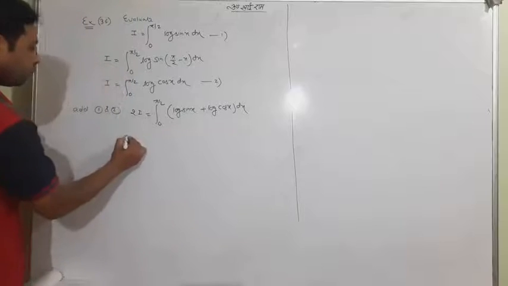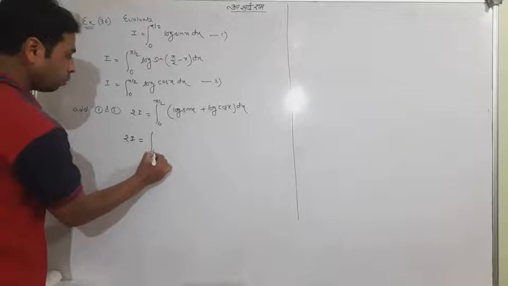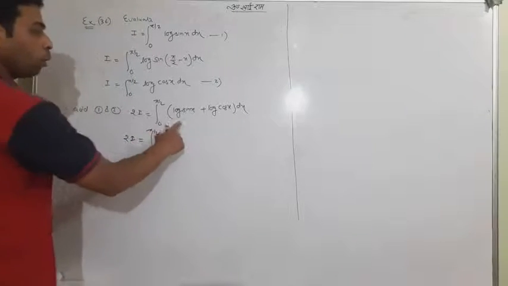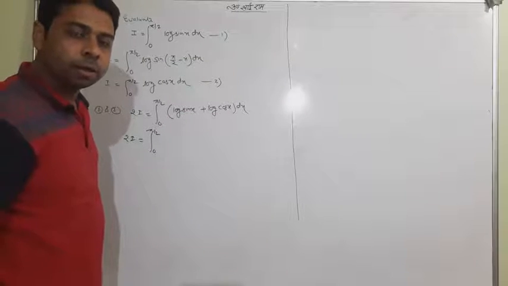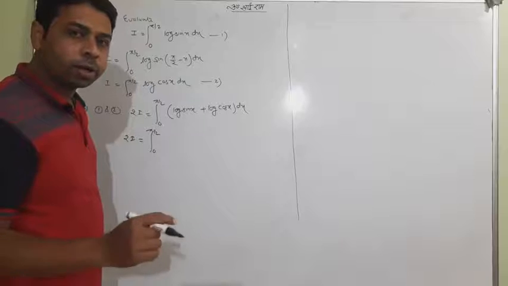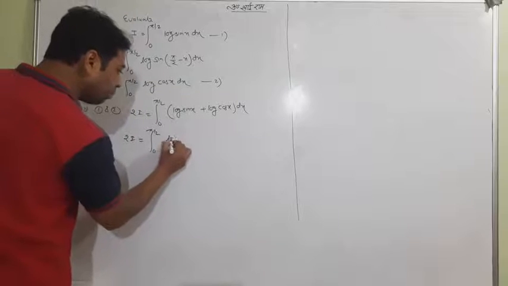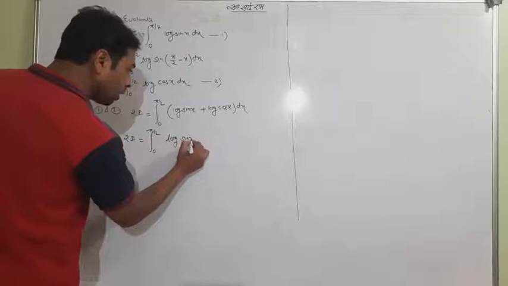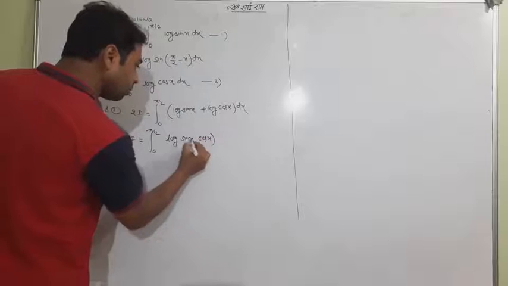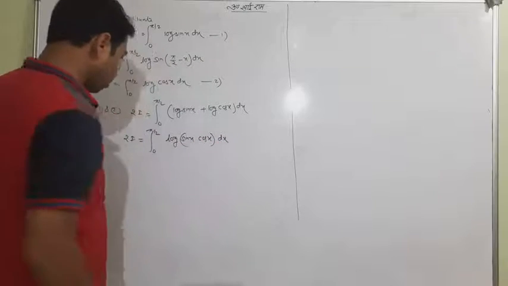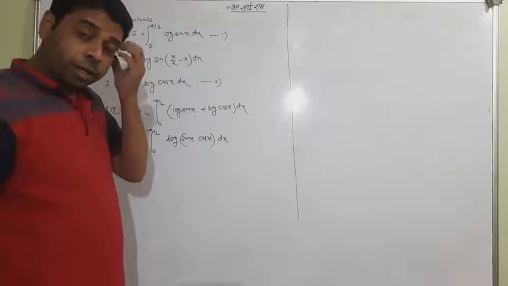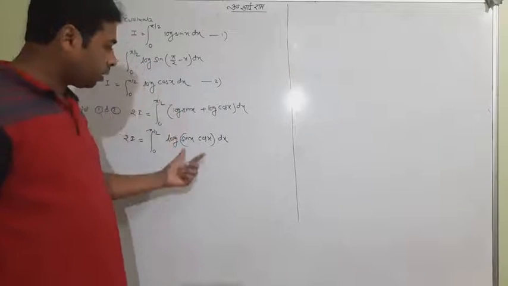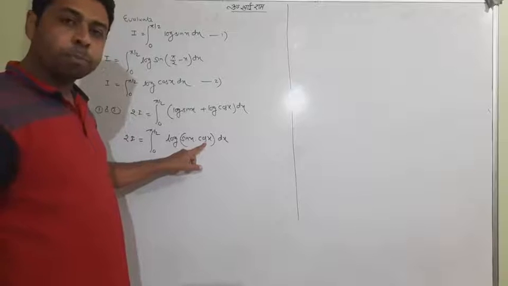Now afterward, 2I is equal to the integral from 0 to pi by 2 of log m plus log n, which is log mn. You know, log m plus log n is called log mn. It means to say log of sin x into cos x. Log of m into n.